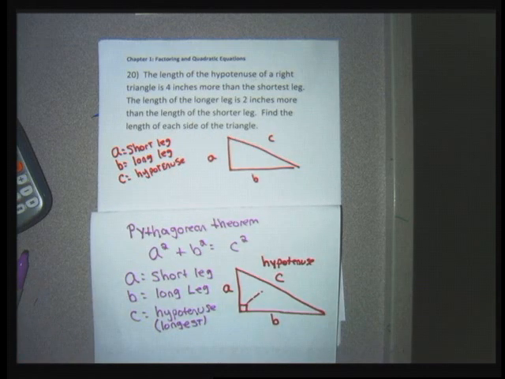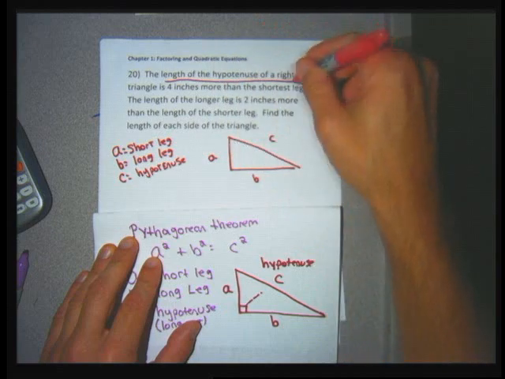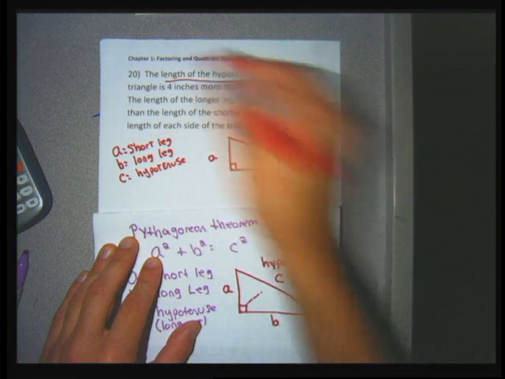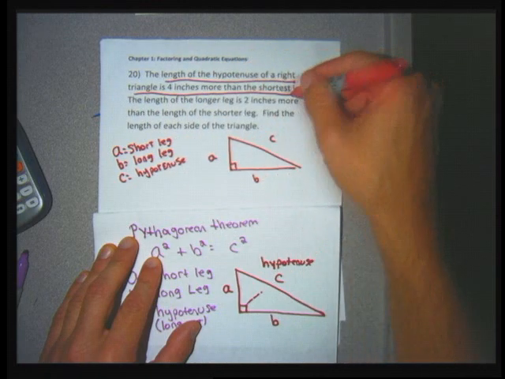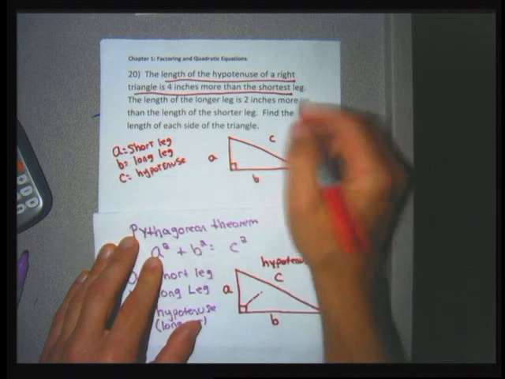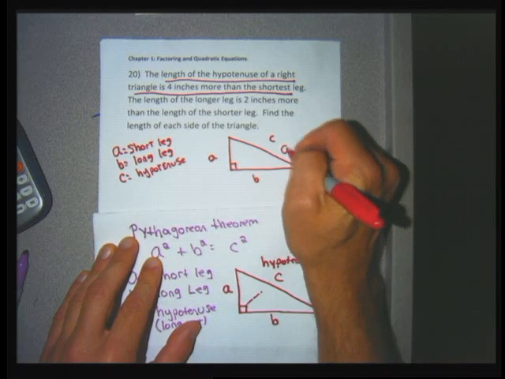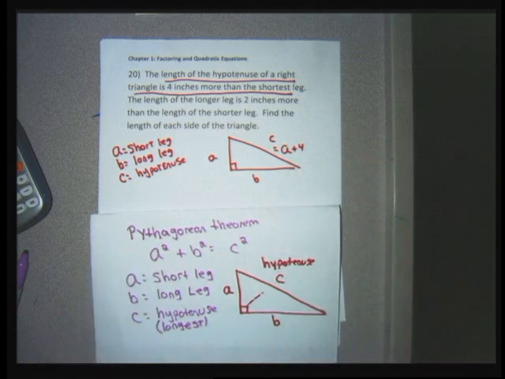And so the first thing I see is the length of the hypotenuse of a right triangle, so I drew a lovely right triangle, is 4 inches more than the shortest leg. So the shortest leg is going to be A. This C is going to be A plus 4 inches because it's 4 inches more than the shortest leg. Done with the first sentence, got that incorporated in my picture.